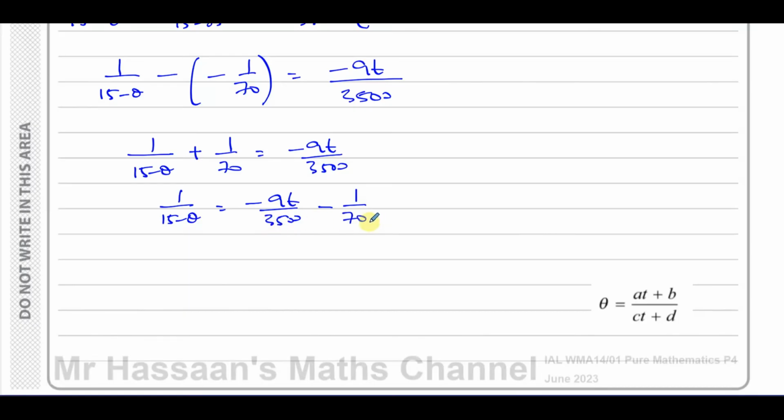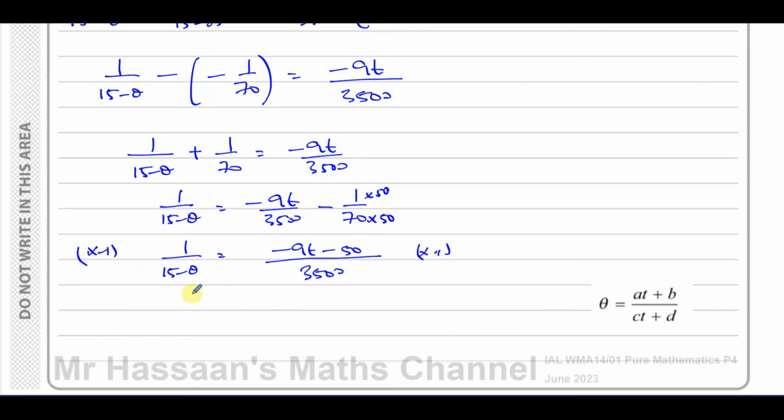5 times 7 is 35. So if I multiply this by 50, and I multiply that by 50, they'll have the same denominator. That will be 3,500. That will also be 3,500. So we have 1 over 15 minus theta equals minus 9t minus 50 over 3,500. Okay, now what I can do here is I can multiply both sides by minus 1.